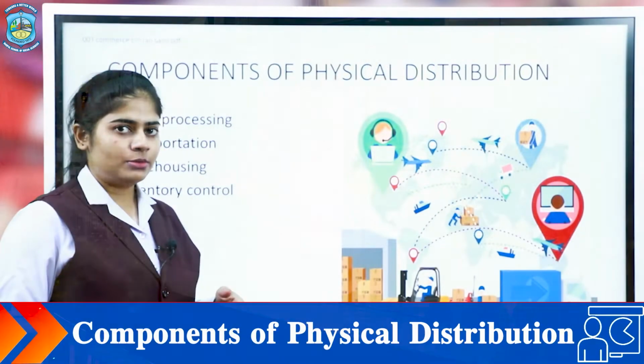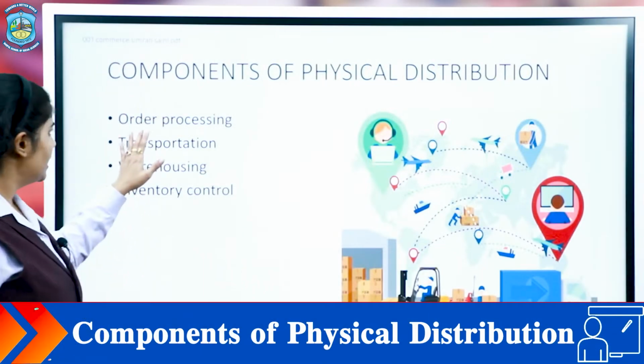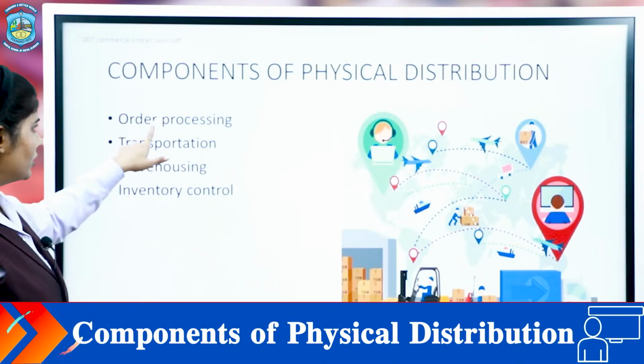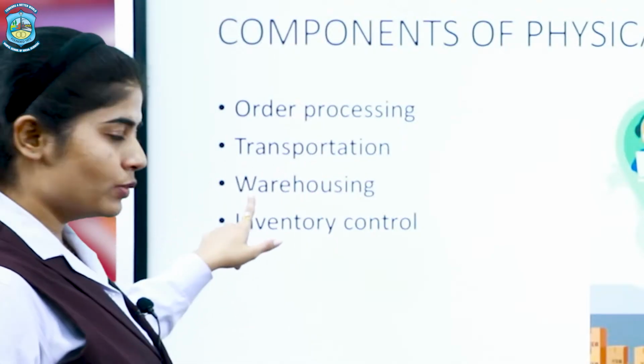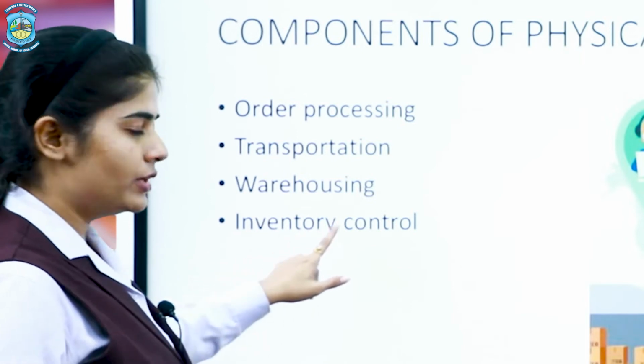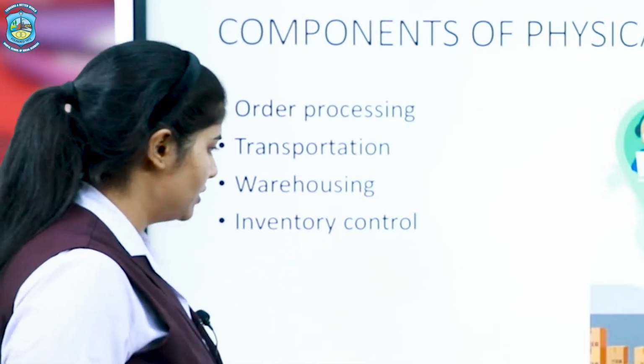Now, the components of physical distribution, which are really important. Here the first component is order processing, the second is transportation, the third is warehousing, and then inventory control, which is really important.